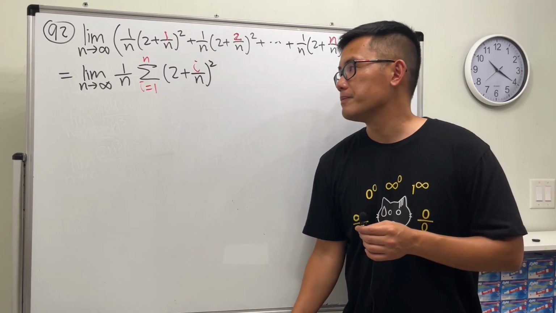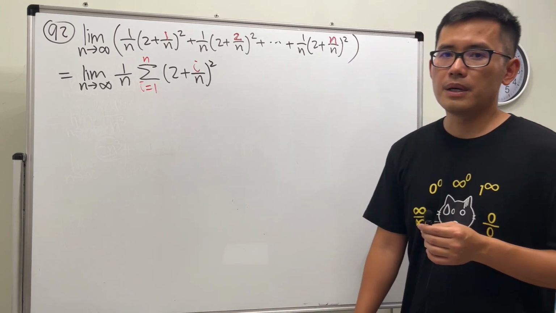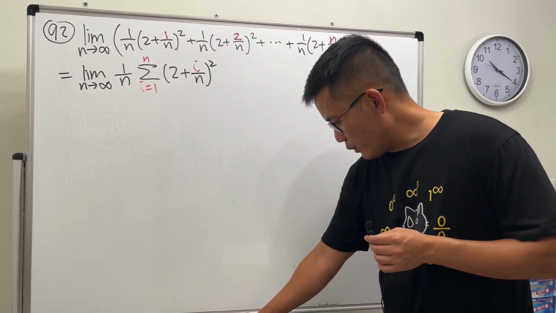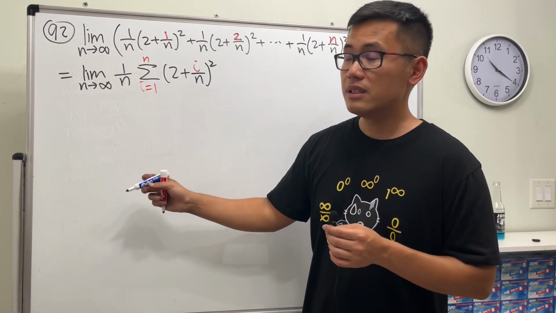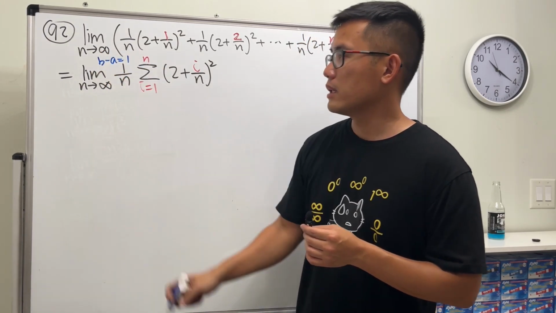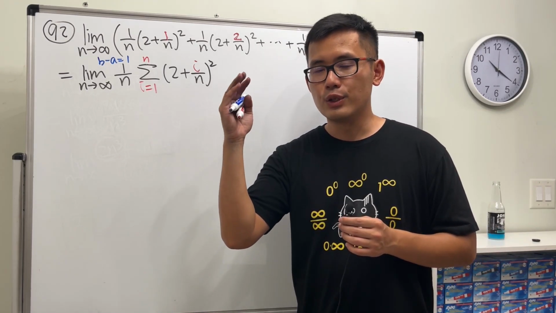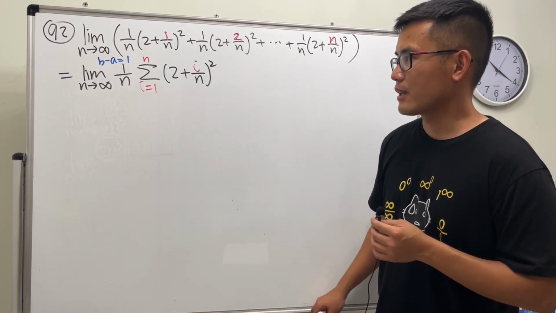Okay, now, based on this, what region are we talking about? Well, again, let's focus on this right here first. We have 1 over n. So this right here tells us b minus a will give us 1. If we start with 0, we end with 1. If we start with 25, we end up with 26, etc.